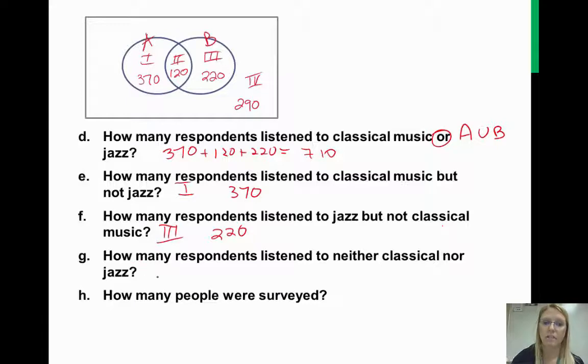G asked how many people listen to neither, and that's going to be everything outside the 2 rings. So that's going to be region 4. So 290 people listen to neither classical nor jazz. And the last question was, how many people were surveyed? Well, in order to know that, you need to add all the sections together. So that's 370 plus 120 plus 220 plus 290. And that total was 1,000 people were surveyed.